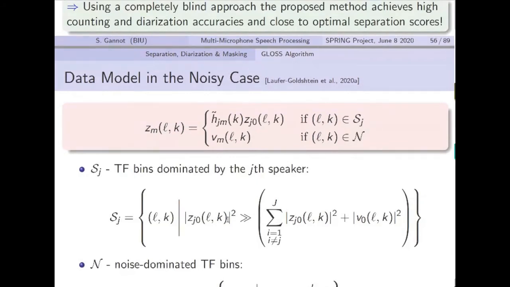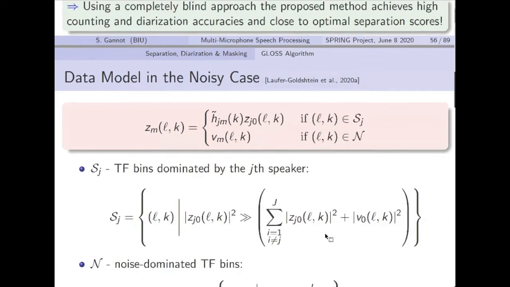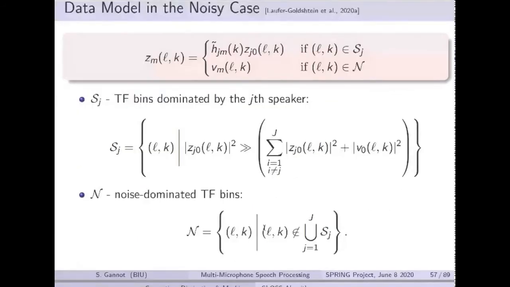For this, we define S of J that we had before. It's the set of all active sources. So this one is the activity of source J, the L and K bins in which there is one source which is dominant over all the others. And N is the complementary set in which only the noise is active and all the others are inactive.